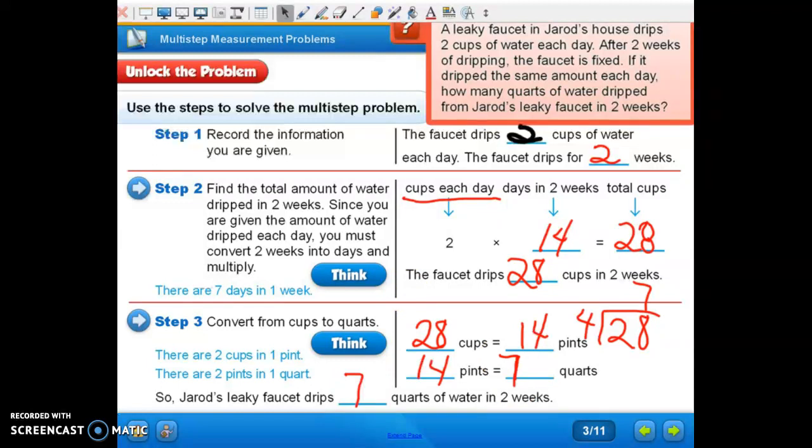Okay, so there's a what if at the bottom of page 417. It says, what if the faucet dripped for 4 weeks before it was fixed? How many quarts of water would it leak? What did we find for 2 weeks? So what do we need to do to our answer to get it to 4 weeks? Multiply it by 2 or double it. So in 4 weeks it would leak how many quarts? We're going to double 7. 14 quarts. That's what goes on that line under the what if.